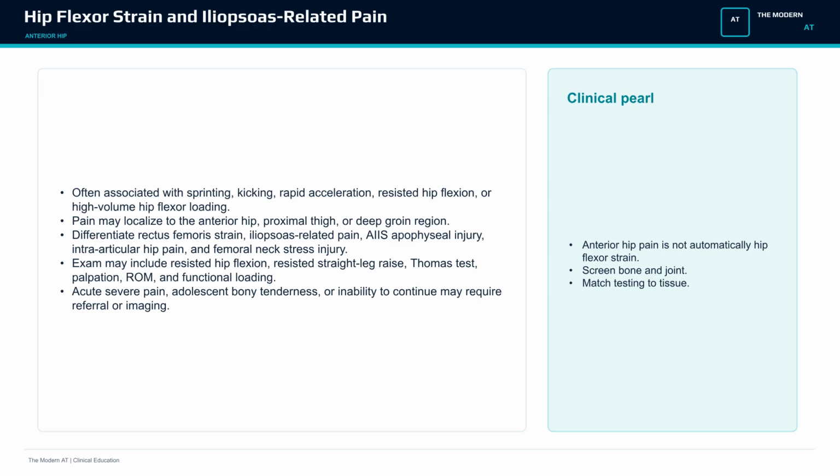Differentiate rectus femoris strain, iliopsoas irritation, AIIS apophyseal injury, intra-articular hip pain, lumbar referral, and femoral neck stress injury when the story does not fit a simple strain.